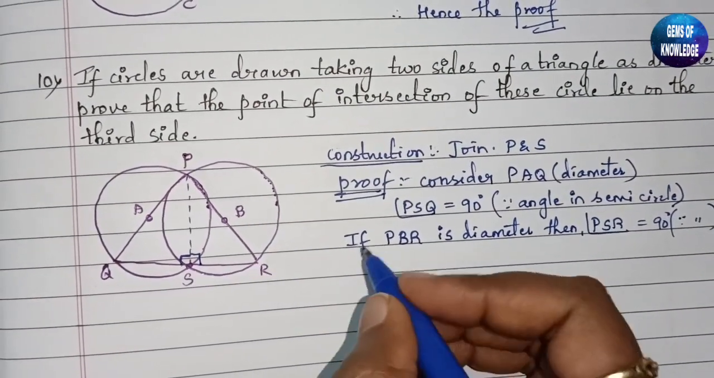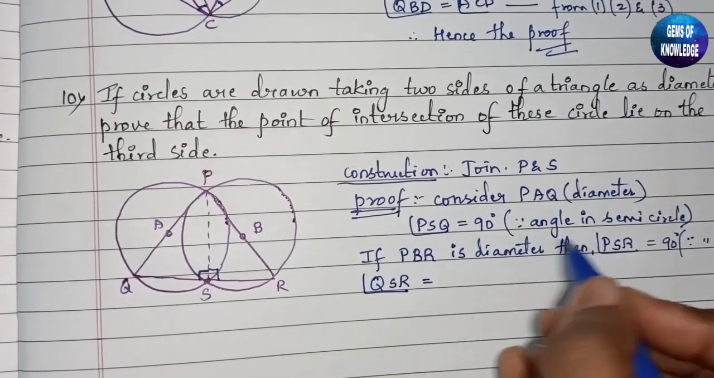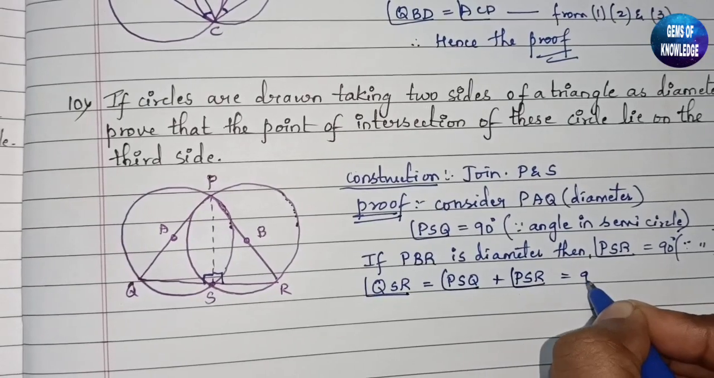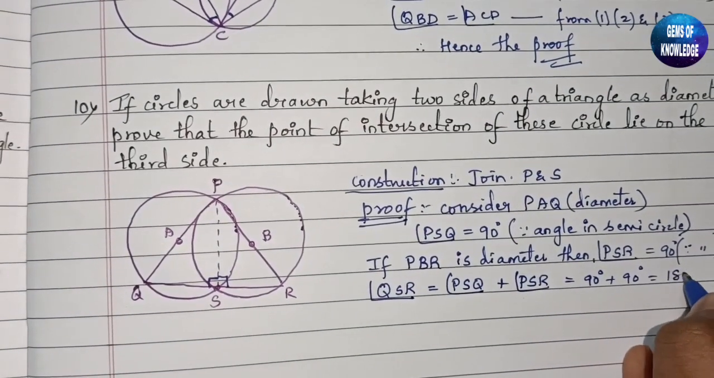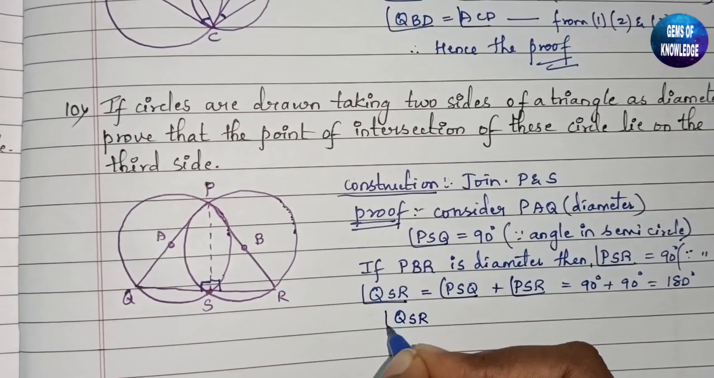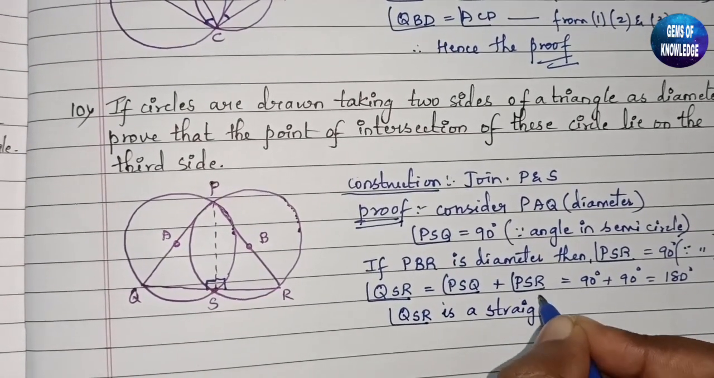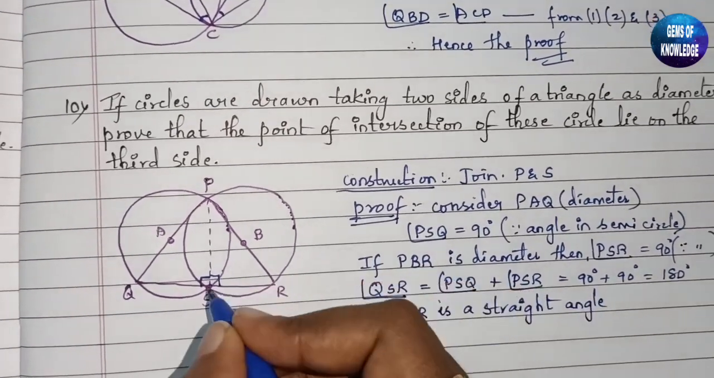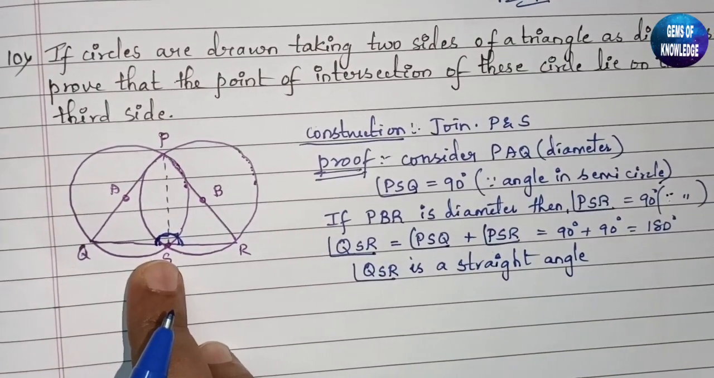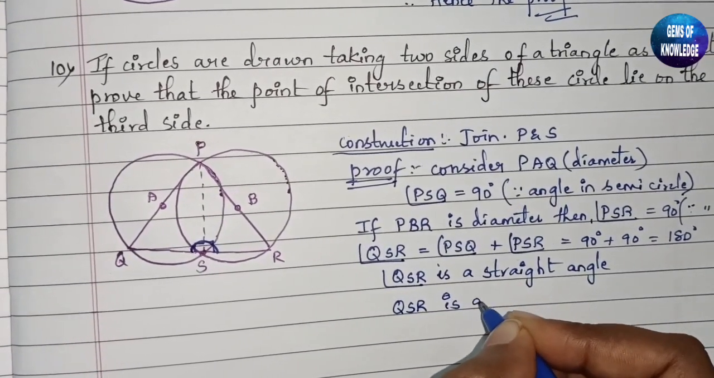Now angle QSR is equal to angle PSQ plus angle PSR, which is 90 degrees plus 90 degrees, equal to 180 degrees. If this is 180 degrees, then angle QSR is a straight angle. As you can see, this is a straight angle, totally 180 degrees. So if it is a straight angle, we can say that QSR is a straight line.